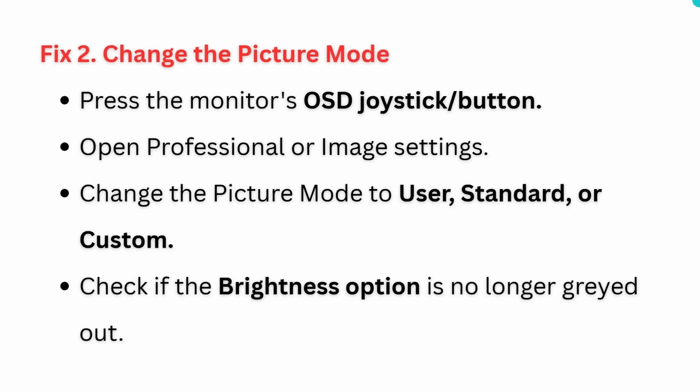Fix 2. Change the picture mode. Press the monitor's OSD joystick or button. Open Professional or Image settings. Change the picture mode to User, Standard, or Custom. Check if the brightness option is no longer grayed out.